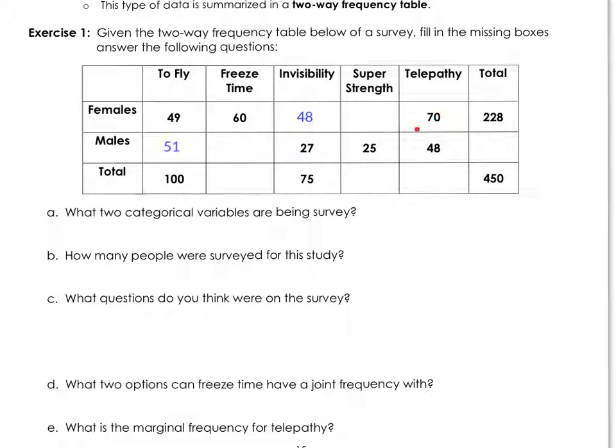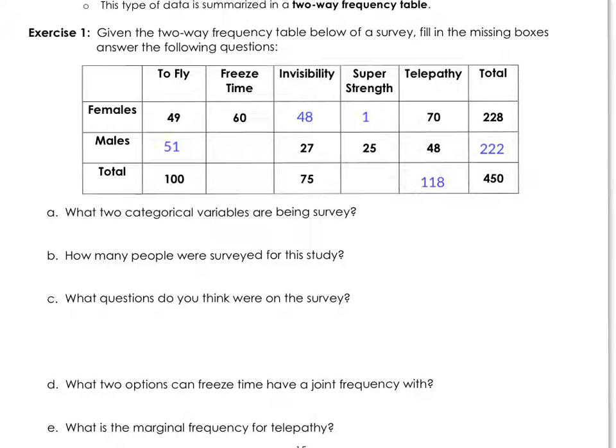But I can add the total females and males for telepathy and add those together to get the total here, which would be 118. And then I can subtract 415 minus 228 to get 222 for the total males. And now I can look across, and since there's 228 total females, if I know 49 plus 60 plus 48 plus 70 already, I can subtract that total from the 228 to find out that since this adds up to 227, that means 1 for super strength.